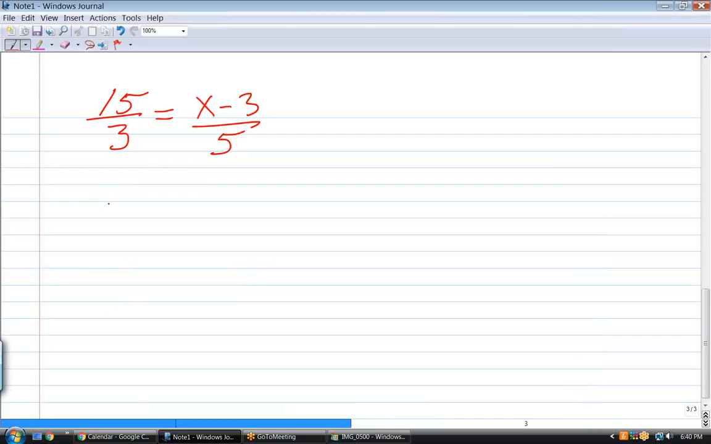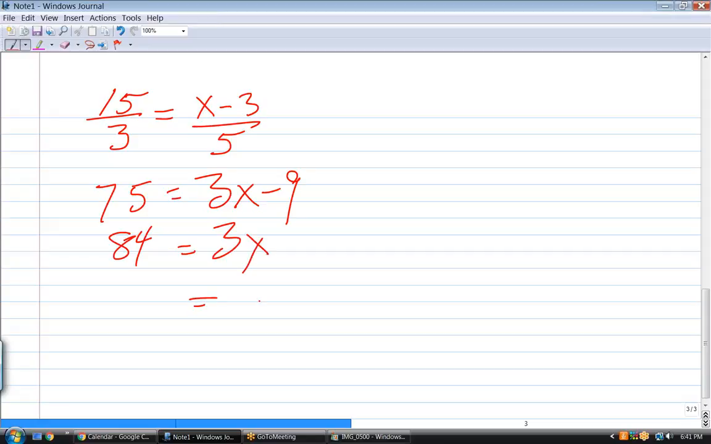Do you have a calculator in front of you, Patrick? Yes. Okay. So it would be 75 equals 3x minus 9. Okay, next line. Well, you could plus 9 to each side. Okay. So what's the next line? So it would be 84 equals 3x. And the final line? It would be 28 equals x. Okay.